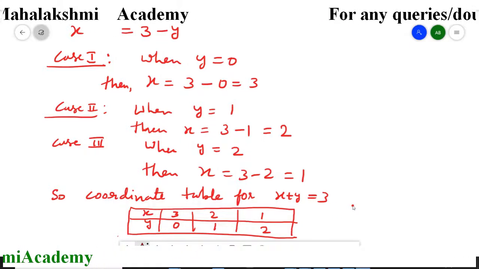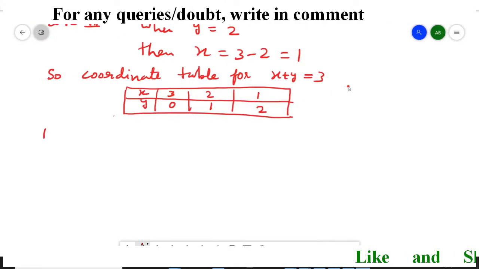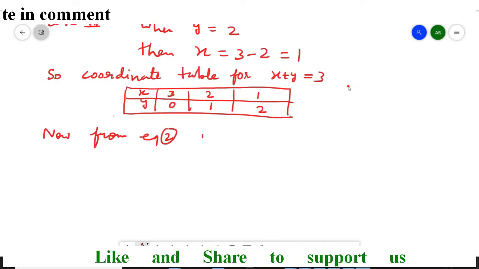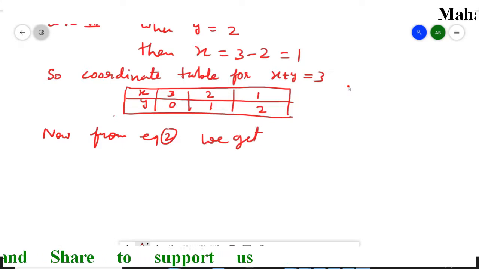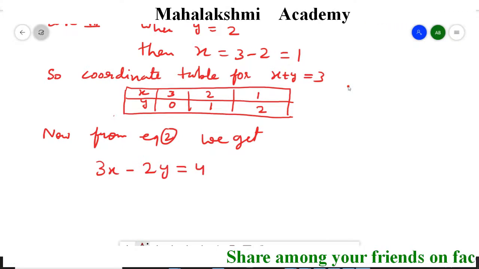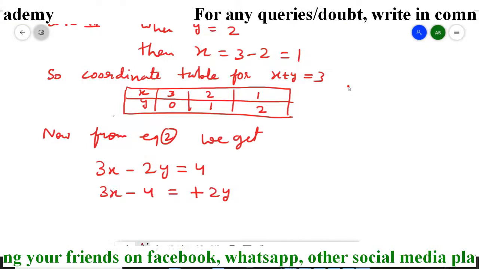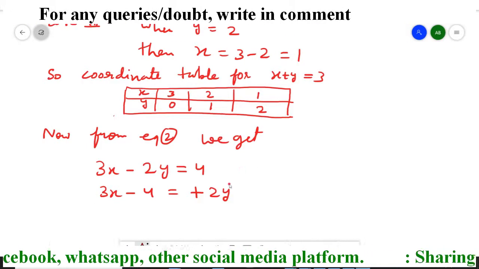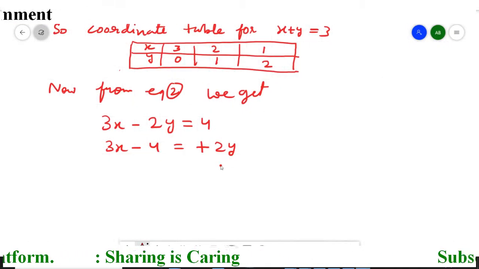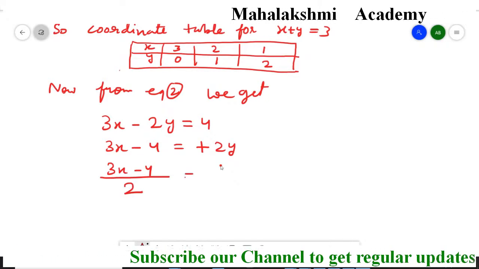Similarly we are going to get the coordinates for the second equation also. So now from equation second we get, what's our equation second? 3x minus 2y is equal to 4. So I am going to separate this 2y. So it is going to be 3x minus 4 is equal to plus 2y. What I have done is, this minus 2y I shifted to the other side and 4 I shifted to that side, because I want to separate y. So here we get 3x minus 4 divided by 2 is equal to y.